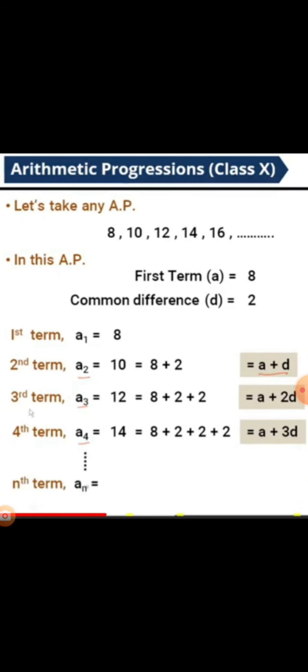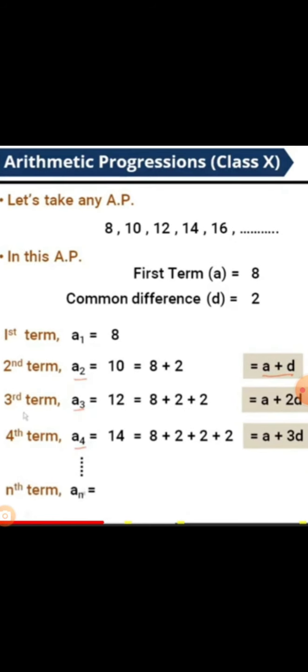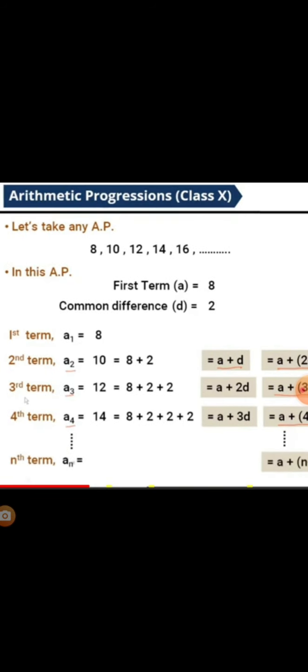Look at this. The first term, as we know, is A1. A1 is same as A. The first term is always taken as A. Even though it is A1, we are considering the first term as A. The second term A2. How did we get the second term? Add the common difference to the first term. See here, A2 is equal to 10. How did we get 10? 8 plus 2. What do we call 2? Common difference. Add the common difference to the first term, we will get 8 plus 2.